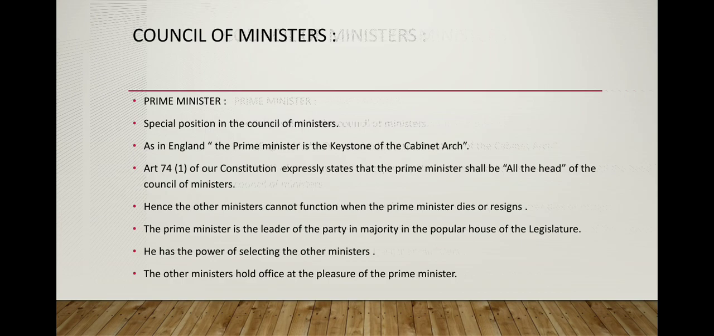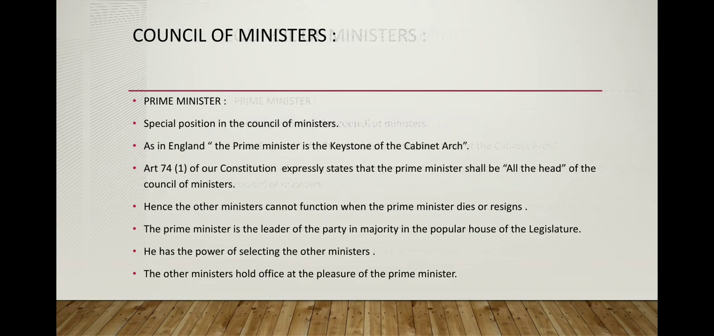On the basis of our constitutional provision, when the Prime Minister dies or resigns, at that time the Council of Minister is automatically dissolved. The Prime Minister is the leader of the party in majority in the popular house of the legislature. In India, there are two houses, one is Lok Sabha and the other is Rajya Sabha.